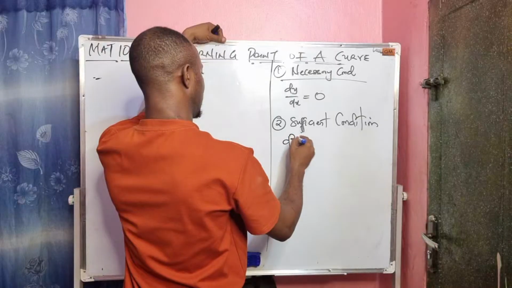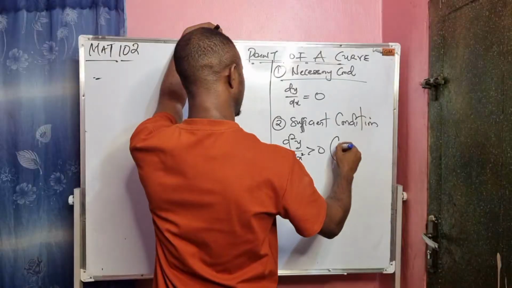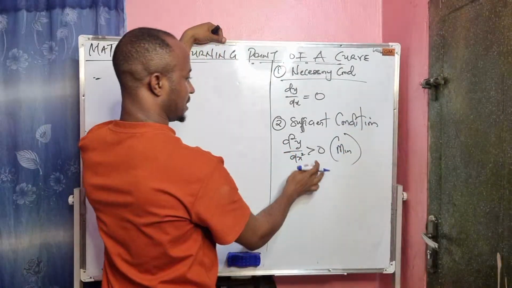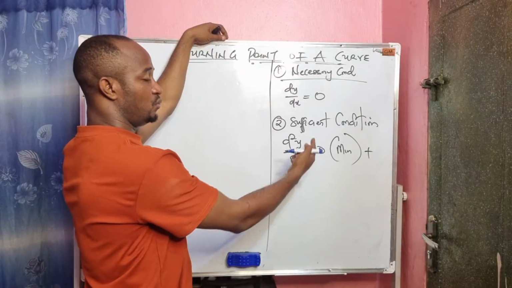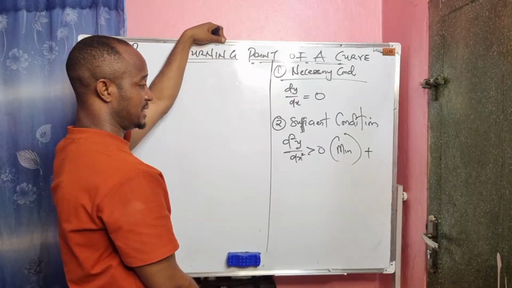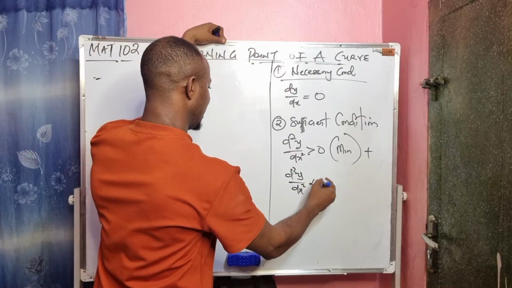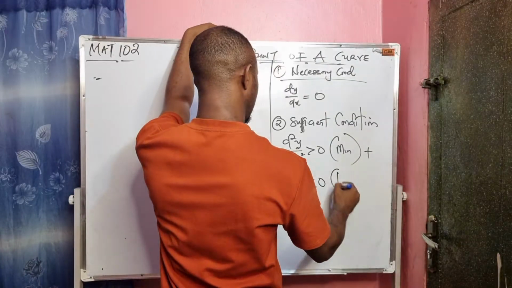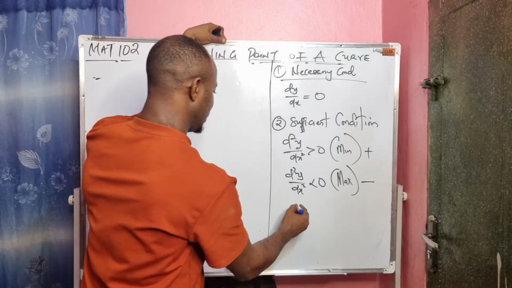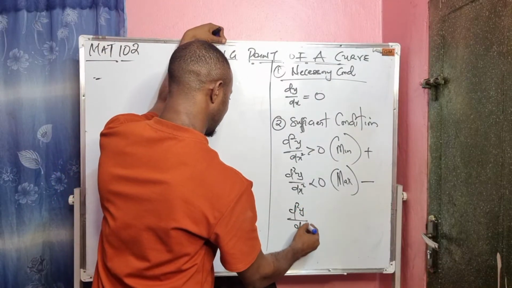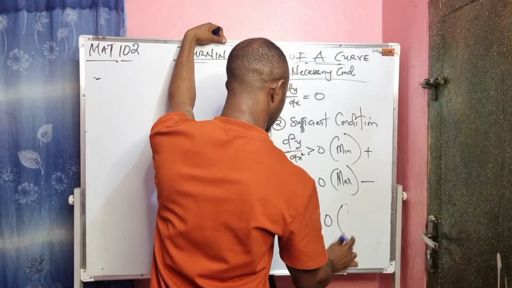Here we say d²y/dx². When it's greater than 0, we have the minimum. This simply means positive. Numbers greater than 0 are positive numbers. But when d²y/dx² is less than 0, we have the maximum turning point, meaning negative. But when d²y/dx² is equal to 0, we have the point of inflection.